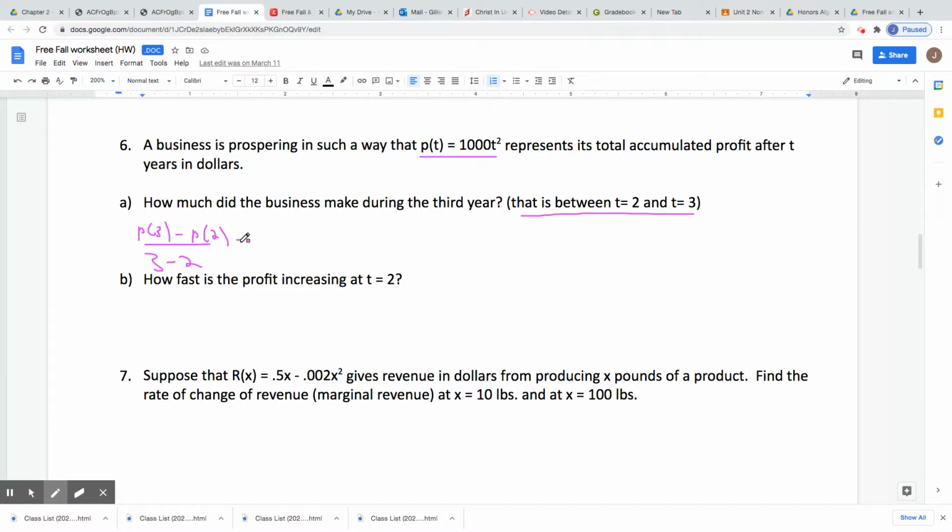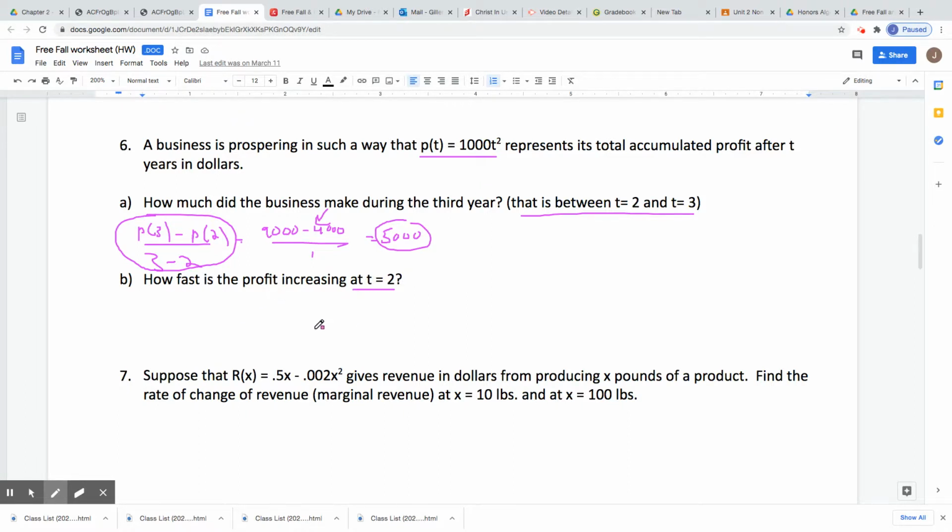All right. So when we plug in 3, 3 squared is 9. 9 times 1,000 is going to be what? 9,000. P of 2 is 4,000. 3 minus 2 is 1. So you end up with $5,000. Now, on any sort of assessment, you don't have to show the steps. You just have to show this, and then you could write your answer of 5,000. So $5,000.